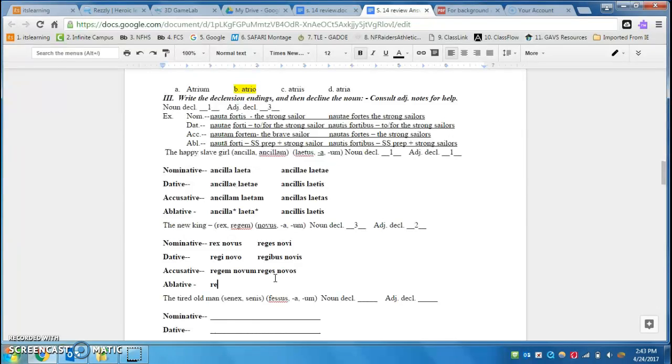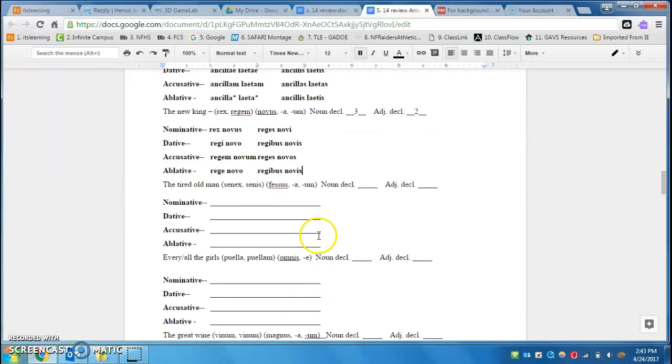In our third declension, the ablative singular is the letter e, so we go rege, and we want to say novo, rege novo. And it'd be a preposition plus the new king, with the new king, cum rege novo. Ablative plural, we know it is regibus, and we know that our ablative plural ending is the same as our dative plural ending in the second declension, which is is, so it'd be regibus novis.